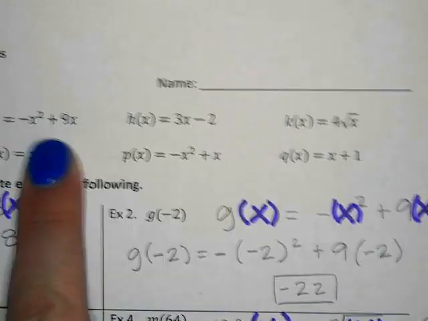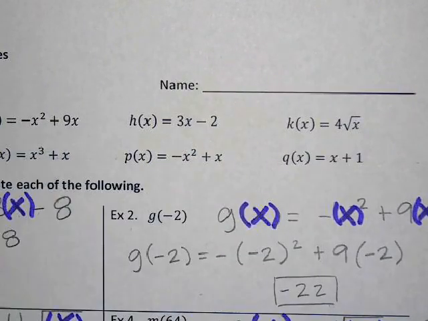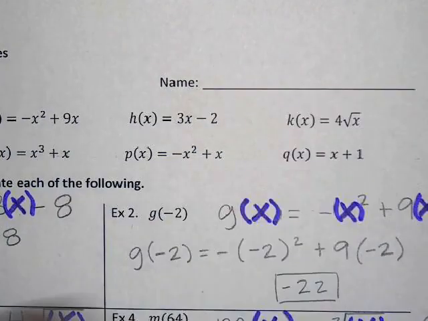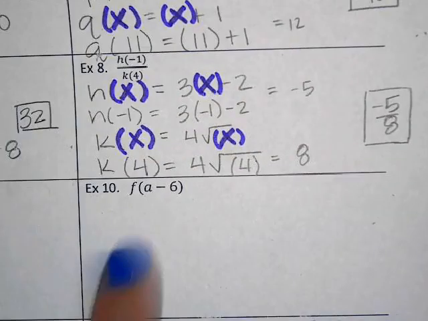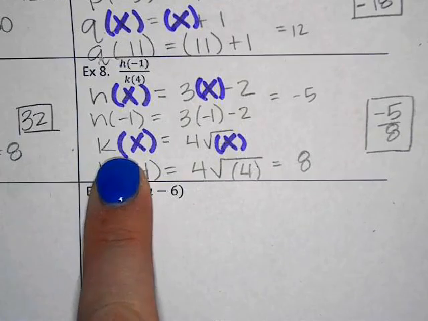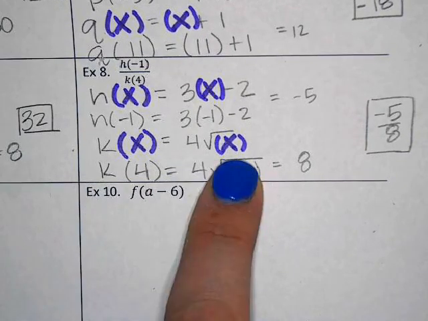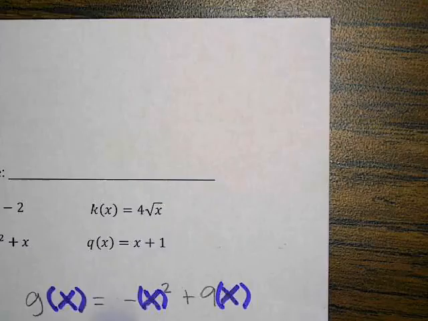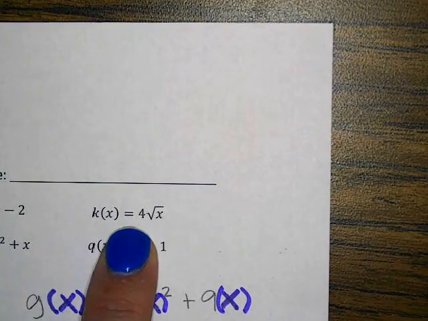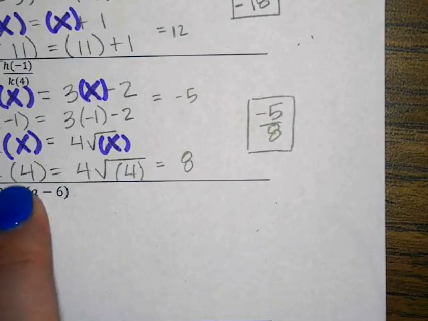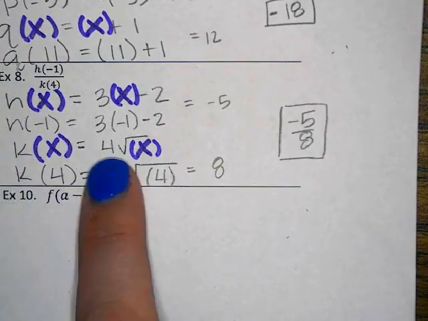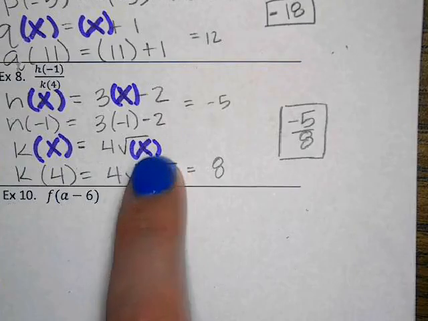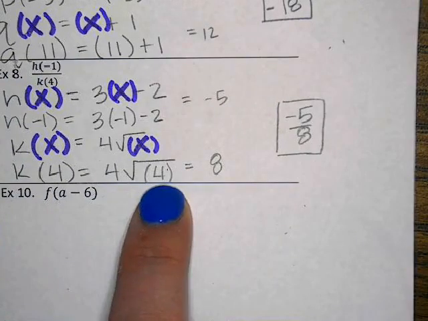And then k of x was 4 square root x, and I got that from up here. And it tells us to plug in 4. So I got 4 square root 4. When I plug that in, I got 8. And then it said to divide the numbers. So negative 5 on the top, 8 on the bottom, and I just wrote it as negative 5 over 8.